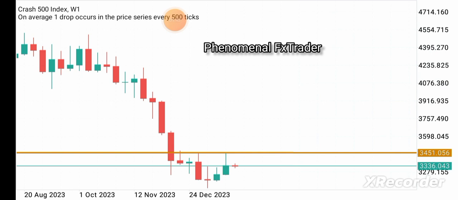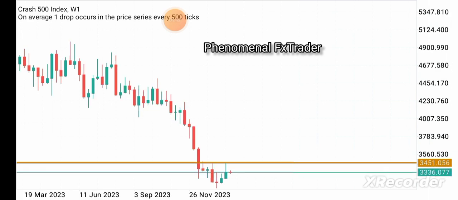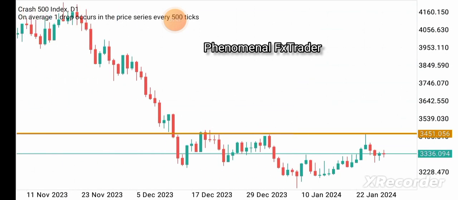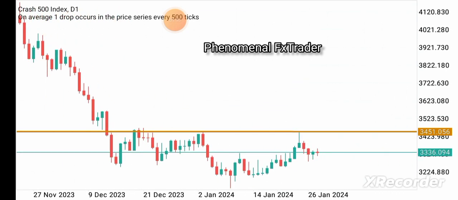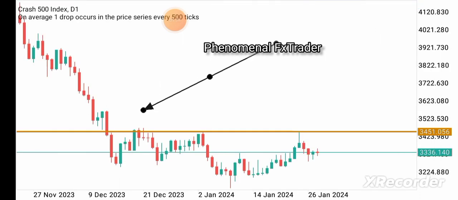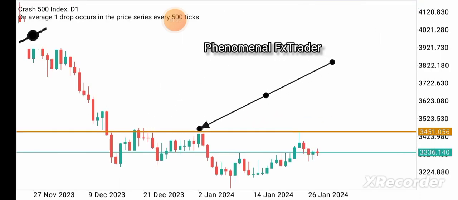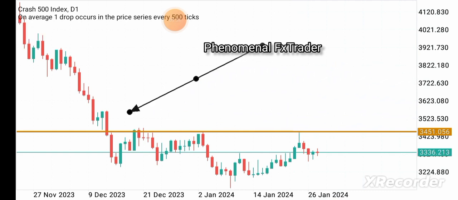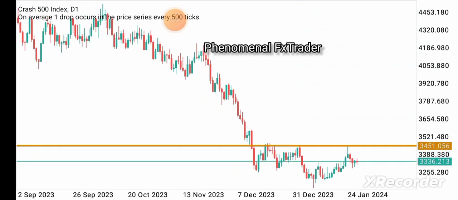So after marking out this key level on the weekly time frame, I would want to go to the daily time frame to find out more key levels in the market. You can see the key level we marked is even clearer in view here on the daily time frame than we saw it in the weekly time frame. We also have key levels at the top.